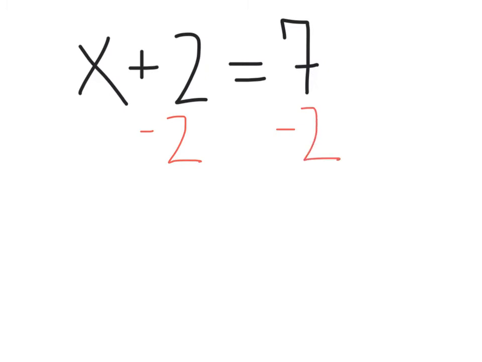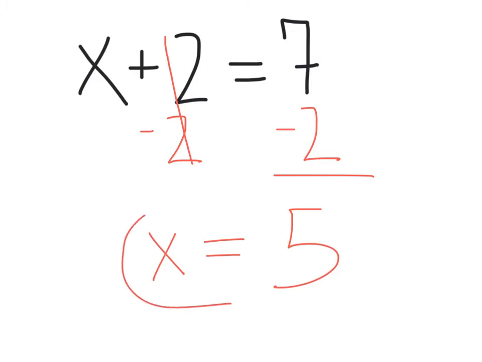Minus 2 over here. That's going to be this 2 minus 2. That's 0. Those cancel out. Over here on the right, we have 7 minus 2, which is 5, giving us a final solution of x equals 5. We can check this by plugging it right back in. If I plug 5 in for x to get 5 plus 2, does that equal 7? Yes, indeed it does. And that is our answer.